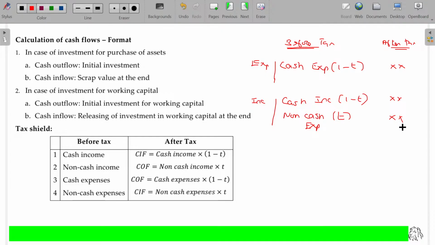If there is non-cash income, actually you don't get any cash. But income is inflated due to this one, so you have to pay more tax. So in case of non-cash income, to the extent of t is my expenses. This is expenses, this is income. If you add up all these things, you will get cash inflow or cash flow. Is that clear?